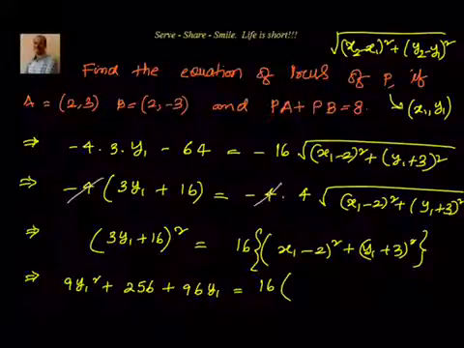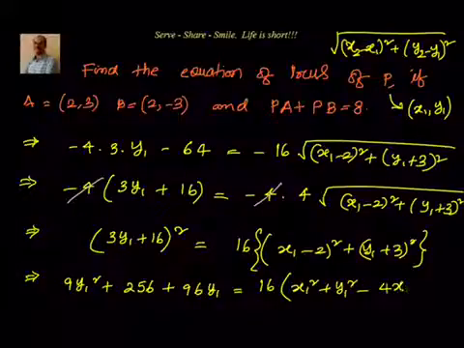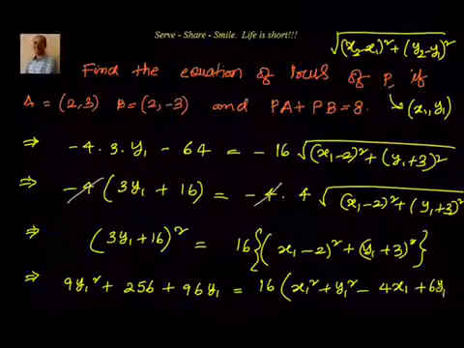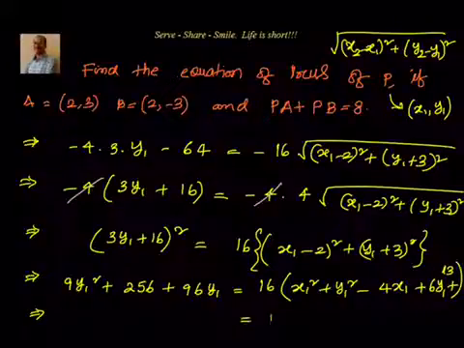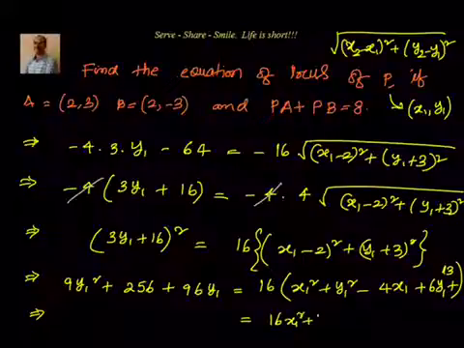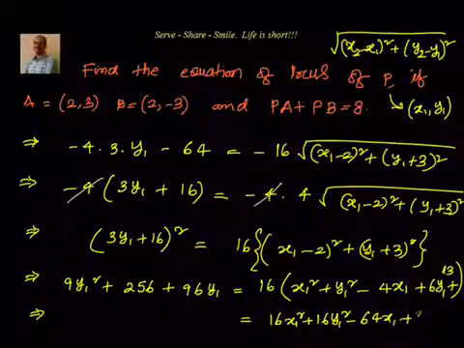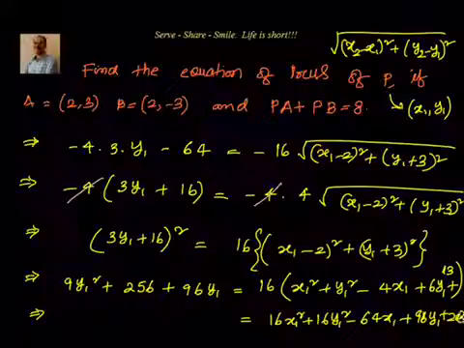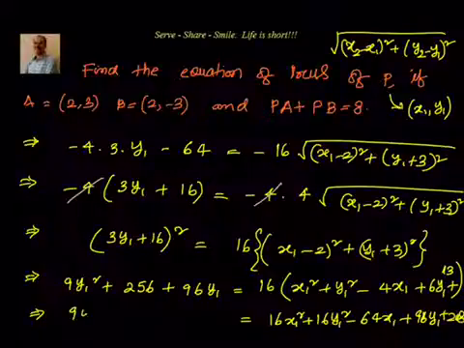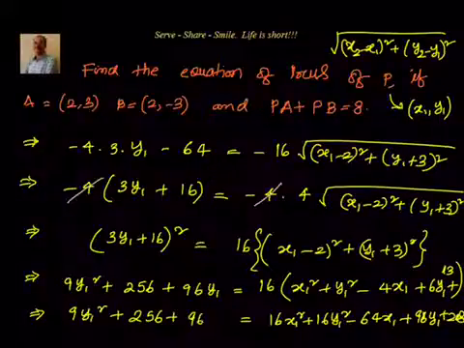We will have 16 into x1 square plus y1 square minus 4x1 plus 6y1 plus 4 plus 9, 13. So we'll open the brackets here. We'll have 16x1 square plus 16y1 square minus 64x1 plus 96y1 plus 208. That is what we have on that side, and in this side we have 9y1 square plus 256 plus 96y1.